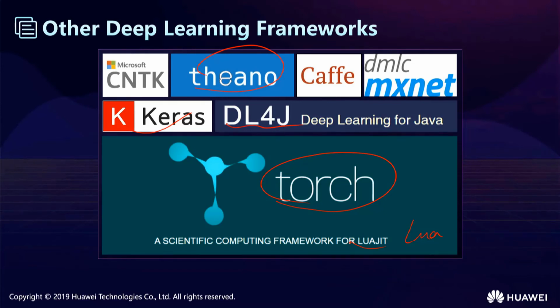And Caffe is a powerful image classification framework. It is the easiest to test and evaluate performance. And MXNet is a deep learning library with good portability and scalability. It provides some features of Torch, Theano, and Caffe. It is currently one of the most popular frameworks.